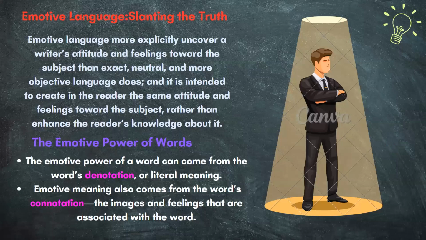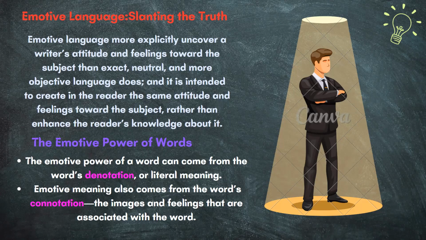Emotive language. Emotive language more clearly uncovers the writer's attitude and feelings toward the subject than exact, neutral, and more objective language does. And it's intended to generate in the reader the same attitude and feelings toward the subject rather than increase the reader's knowledge about it. And emotive is the adjective form of emotion. You have no doubt heard the expression moved to tears. And the emotive power of words.